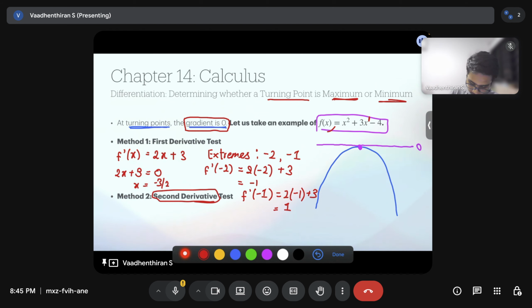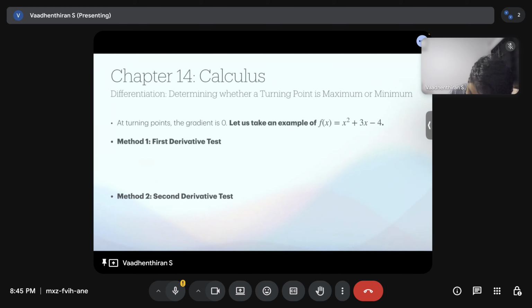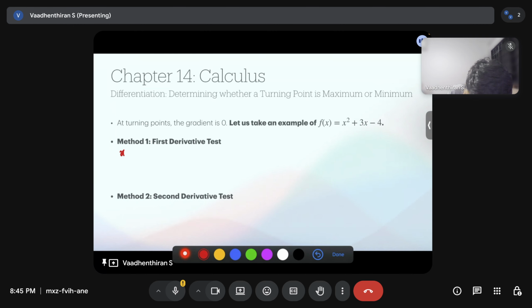So you can just draw this rough sketch. So you can draw a table actually. So let me erase this. So negative 1 and 1, right? So I'll just get rid of this for once. So we got the x value as negative 3 by 2 and the f dash x is 2x plus 3, and the gradient of those two extreme points we got as negative 1 and 1.